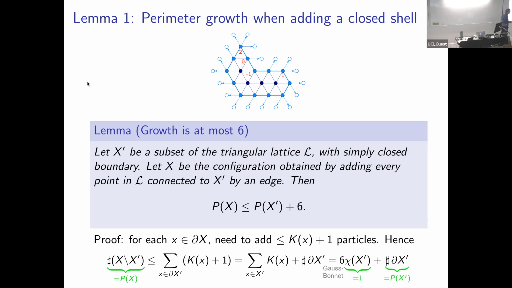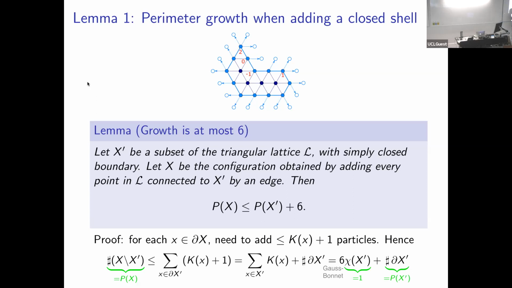And then I have an estimate on the perimeter. It just goes up by at most 6. The perimeter goes up by at most 6. So that's an interesting fact. And you think, how do I prove this? It's very simple.